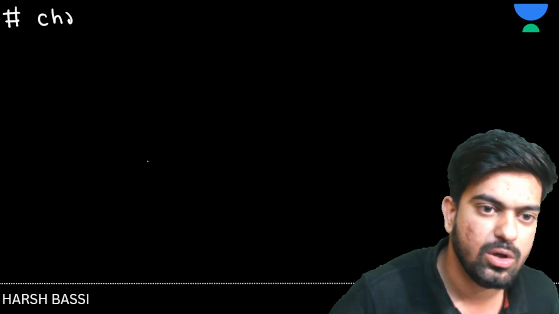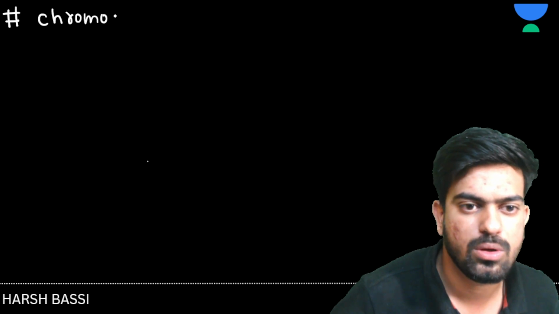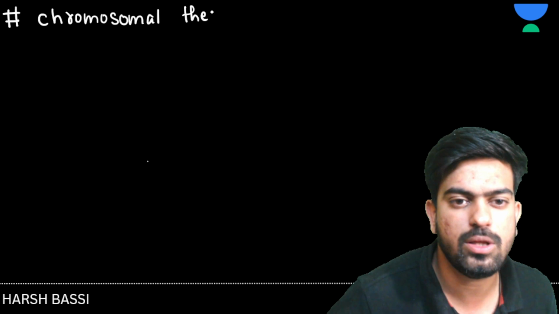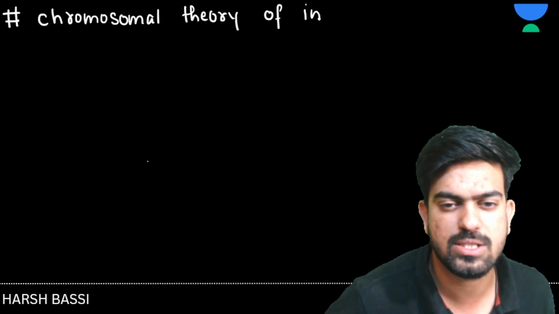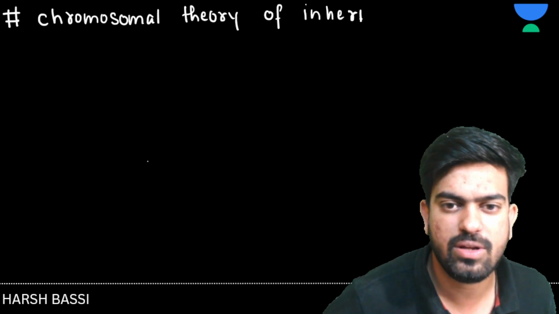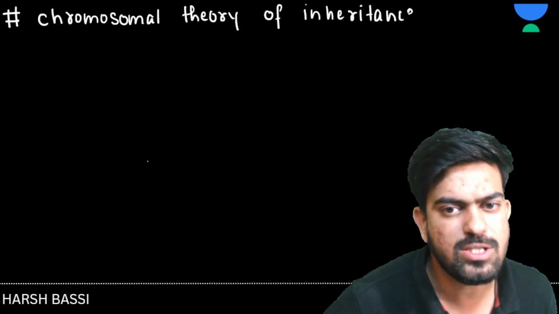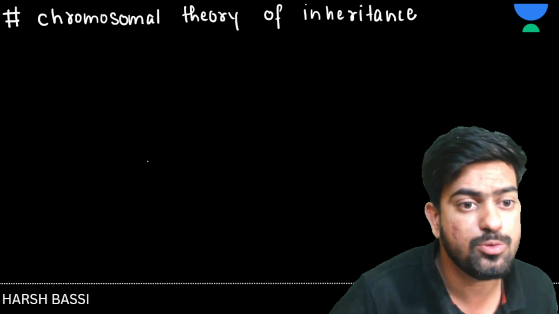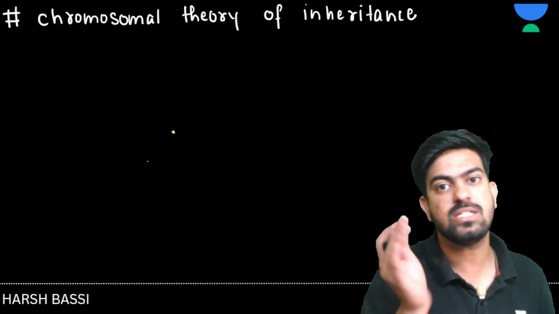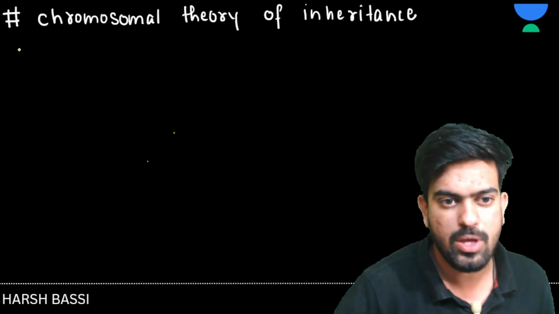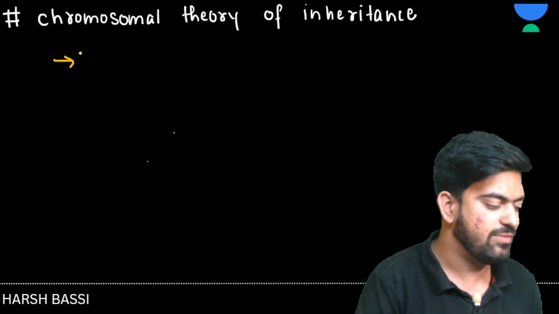First of all, let's talk about the chromosomal theory of inheritance. Sir, what is the chromosomal theory of inheritance? To be very honest, it's nothing new. In this, they have just compared genes and chromosomes. That's all. So this theory of inheritance was given by what?